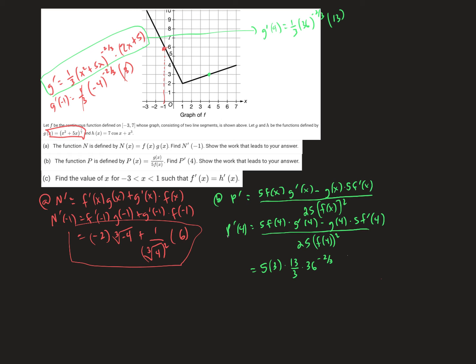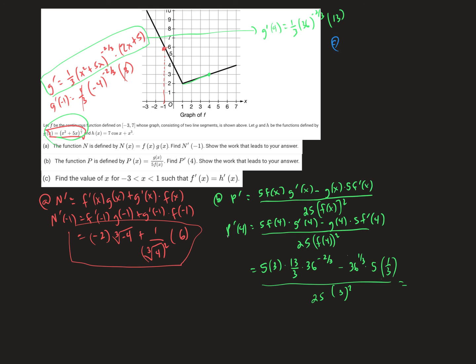So much fun. Minus g of 4, which is plugging 4 into this thing itself. So that'd be 16 plus 36 to the 1/3, so the cube root of 36. Times 5 times f prime, and again, it's the slope at 4, so the slope at 4 is 1/3. All over 25 times 3 squared. And there's just a whole bunch of math here that I could work to clean up. I think I'm just going to leave it like that for right now. It's just a whole bunch of arithmetic.